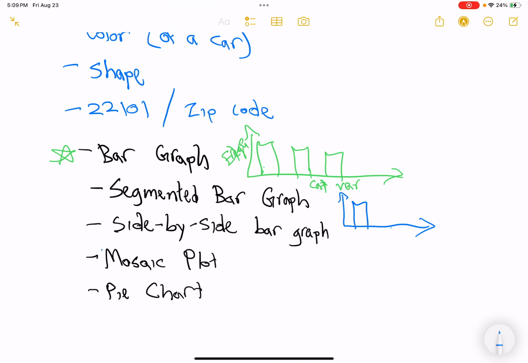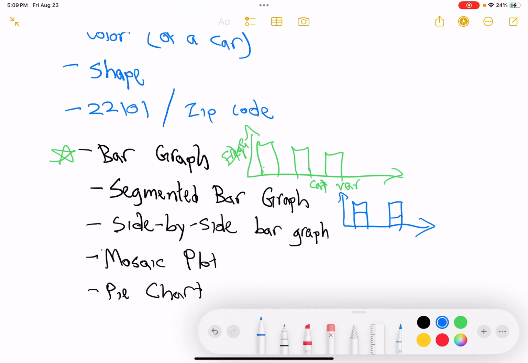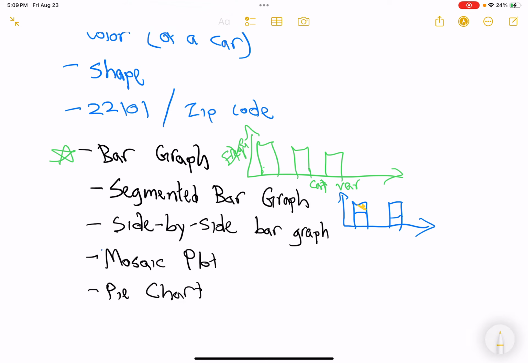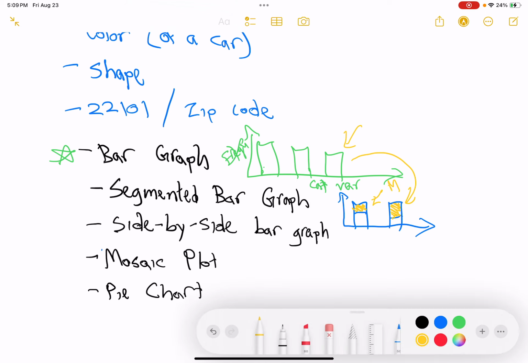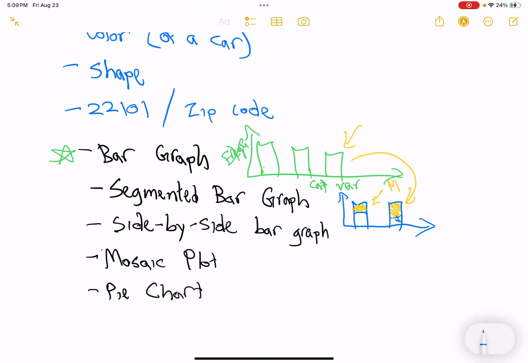A segmented bar graph is just like a regular bar graph, but you have another variable that you're covering by cutting up the bar. So for example, I'm going to use gender a few times in this video just because it's easy to talk about. This could be one graph, and then I do a new version of that graph where I separate it into, let's say yellow is male, and then the blue bottom, which I'm going to make down here, is female.